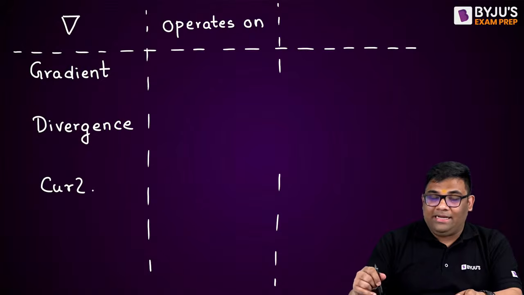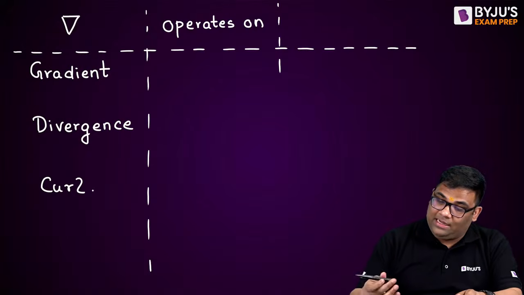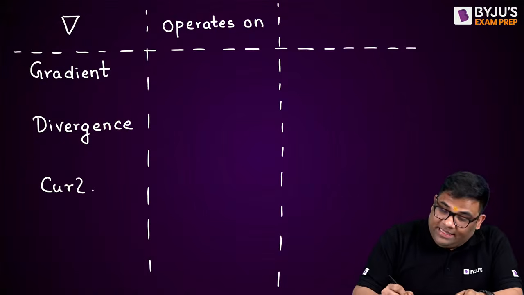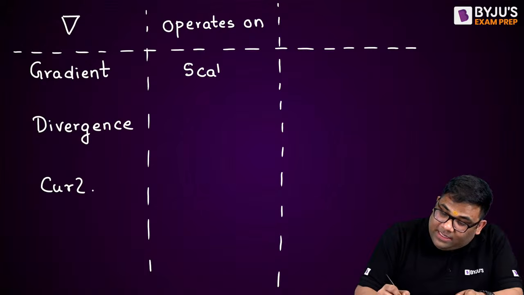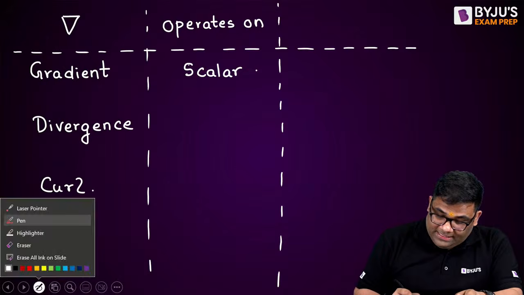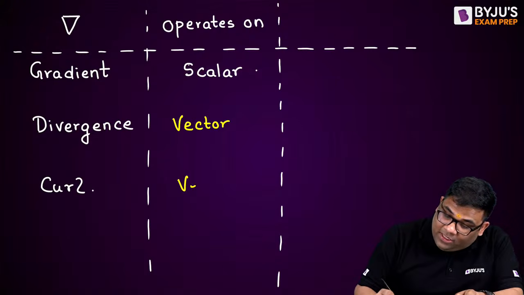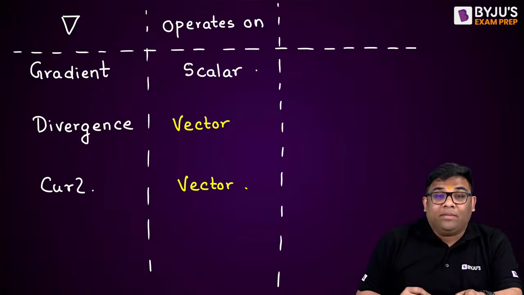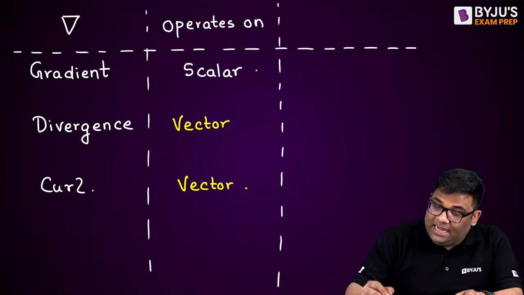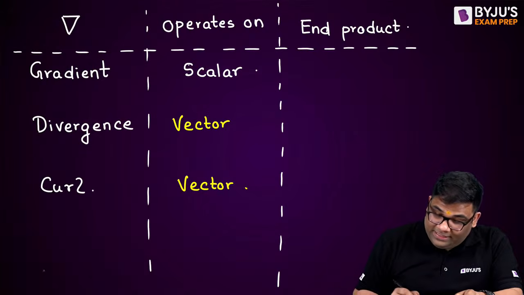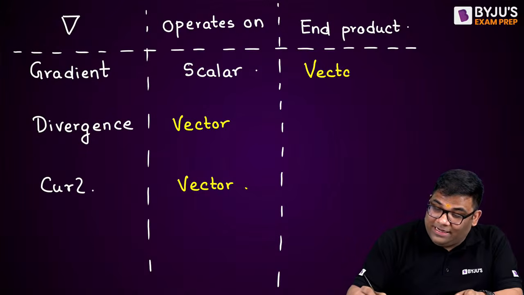Slow, baba. Gradient operates on a scalar. Why are you writing vector? No vector. Gradient acts on a scalar function. Remember, whereas divergence and curl both act on a vector function. And then what is the end product? When we do gradient, the end product is a vector. In case of divergence, it is a scalar.